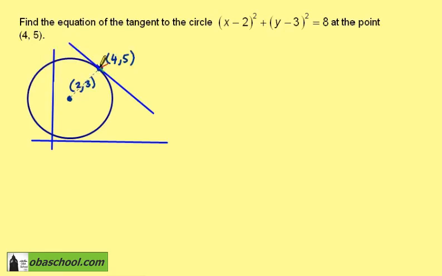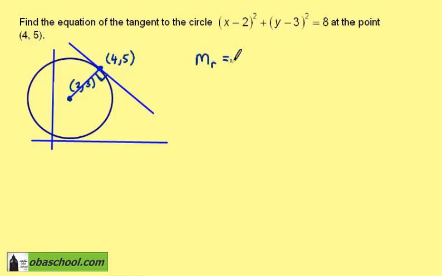If this is the radius that touches at the point (4, 5), we should know that the angle between a tangent and a radius is always 90 degrees. We can work out the gradient of this radius.